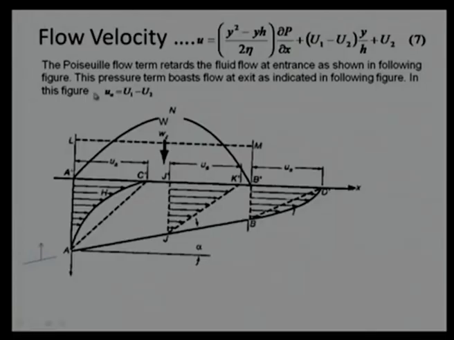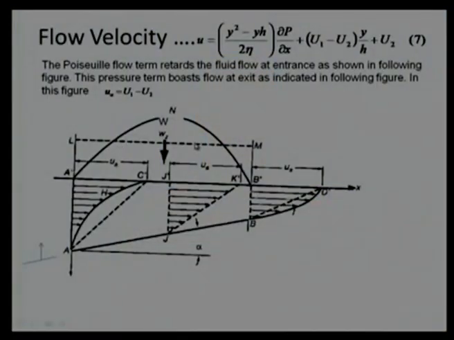So, what is mentioned particularly in this slide is that the Poiseuille flow terms retard the fluid flow at the entrance as shown in this figure. The pressure term boosts the flow at the exit. You can see that additional velocity terms are here. And so, we can say that it is conserving momentum, and there is also a force and mass balance given to this.